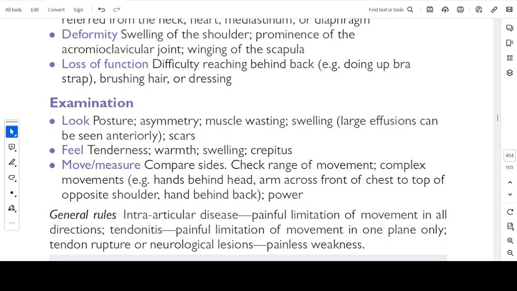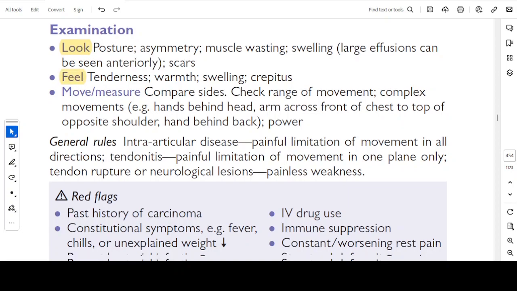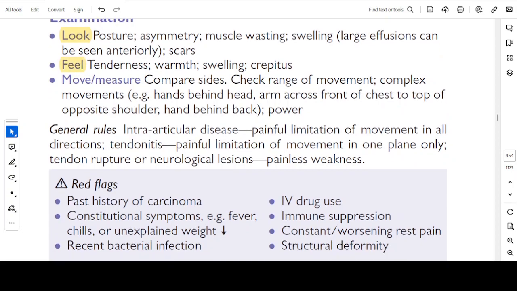Examination. Look at the posture, asymmetry, the muscle wasting, swelling. Large effusions can be seen anteriorly. Scars. Feel for tenderness, warmth, swelling, or crepitus. Move.